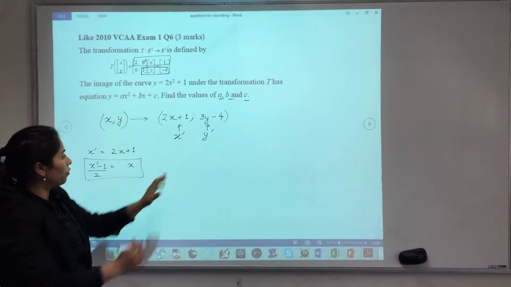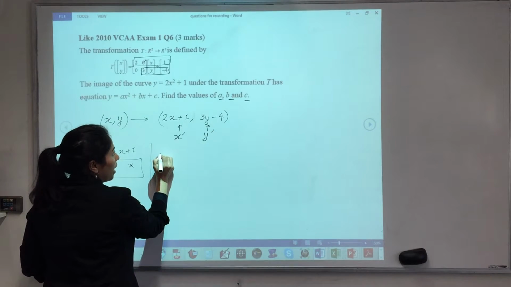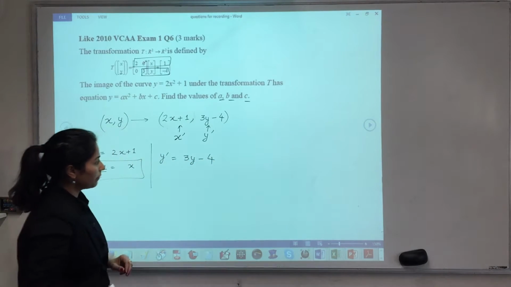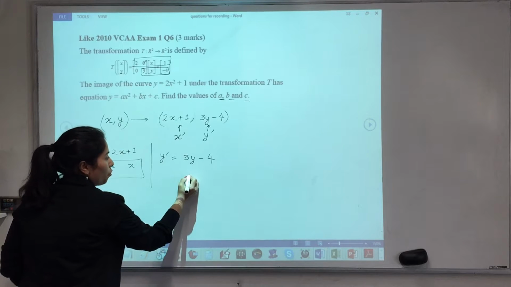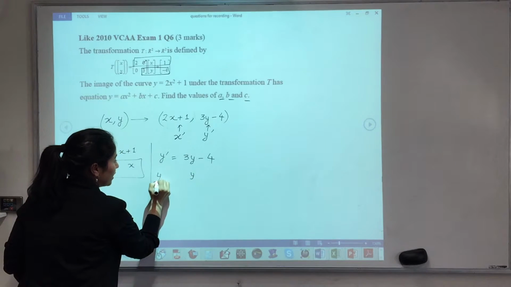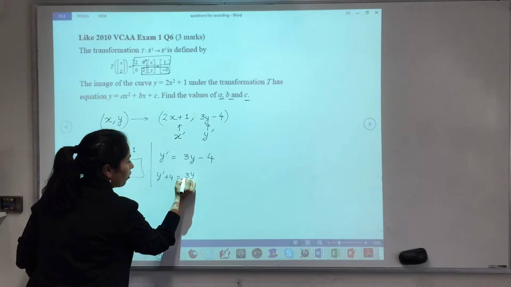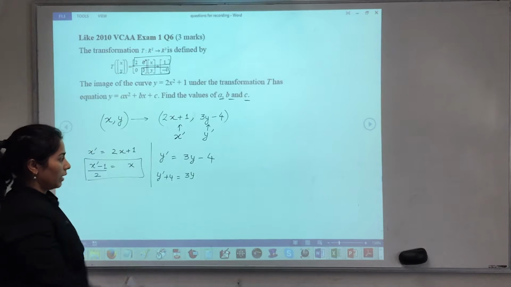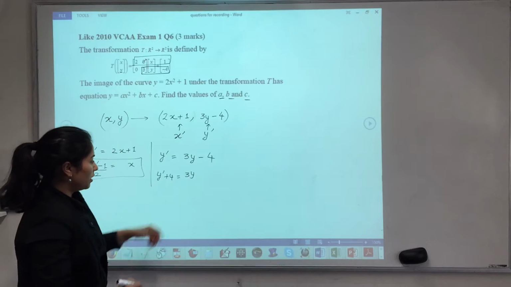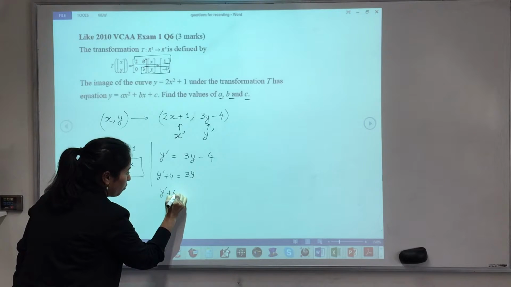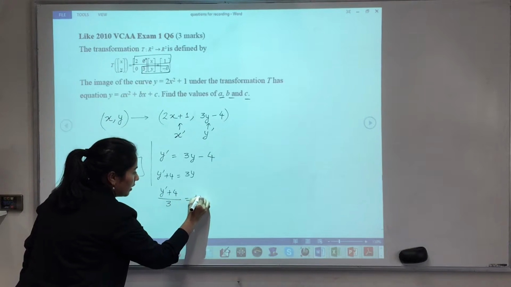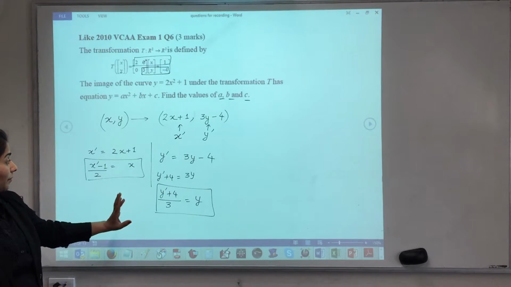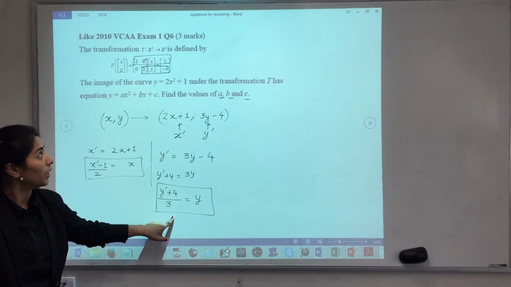Same thing we're going to do for y. y dash equals 3y minus 4. Okay, let's find out y from here. So y dash plus 4 is 3y. So 3y is there, minus 4 has gone on the other side, becomes plus 4. Okay, now we need to get rid of the 3. So y dash plus 4 over 3 is y. That's another input in information. So x's value, y's value.